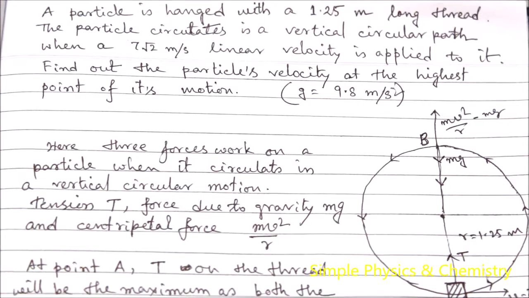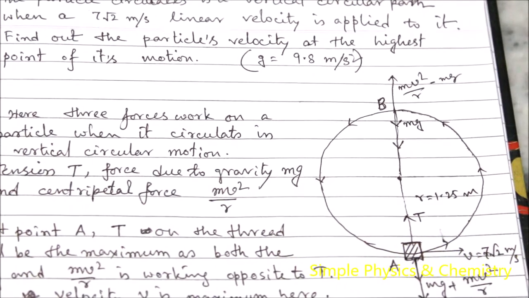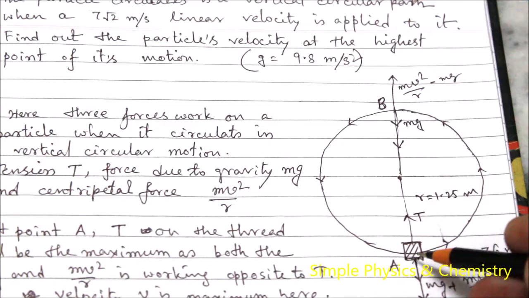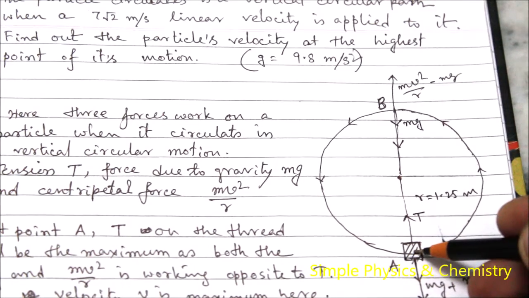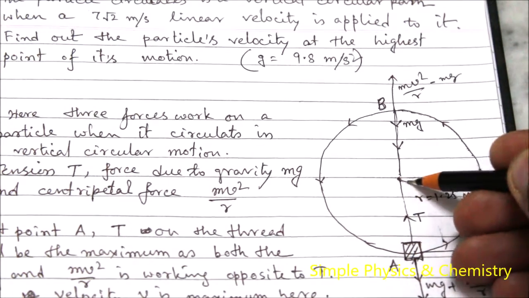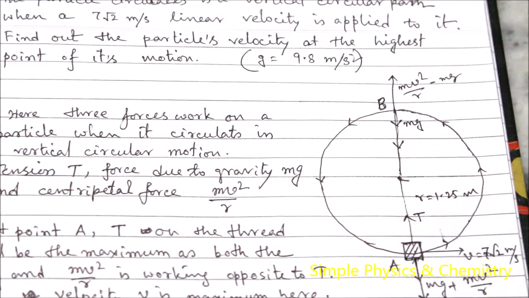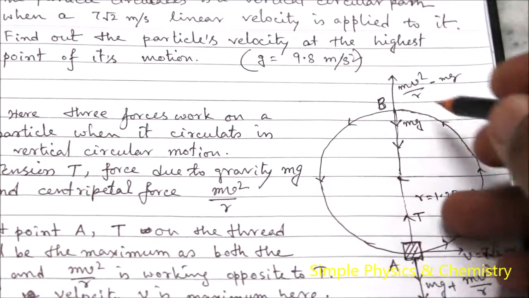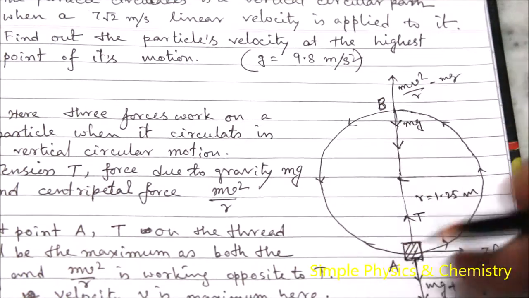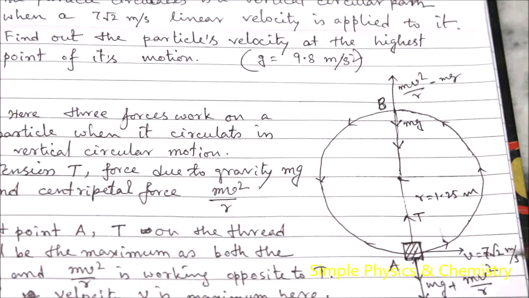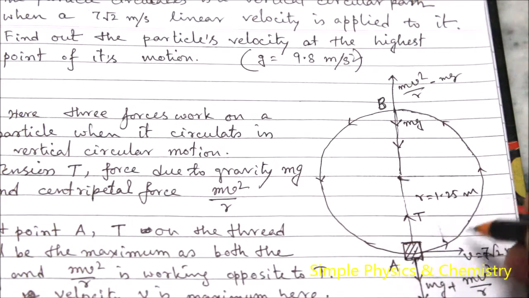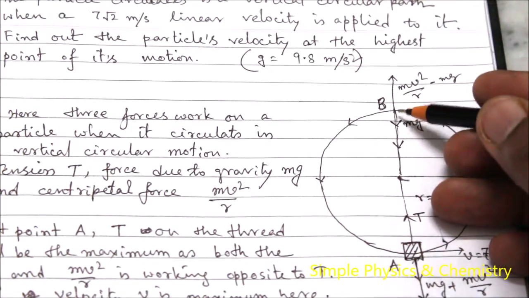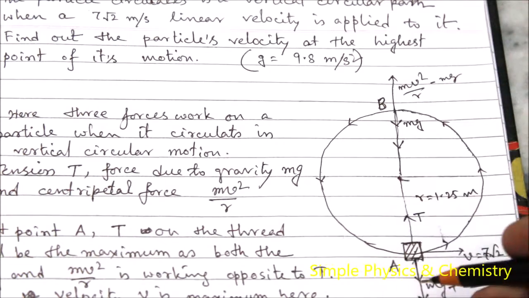Now let us consider the figure on the right side. Here we can see that the particle is initially at rest, hanging from a 1.25 meter long thread. Now if a linear velocity v equal to 7.2 meters per second is given, then it will circulate in this particular path. Its velocity will monotonically decrease, and at this point it will be minimum, and again it will increase.